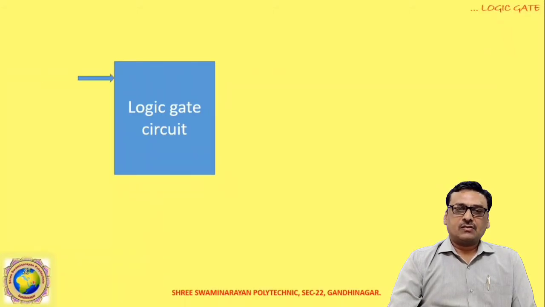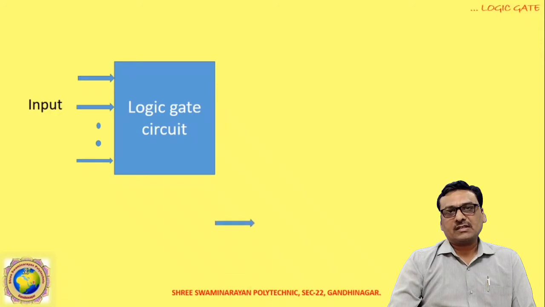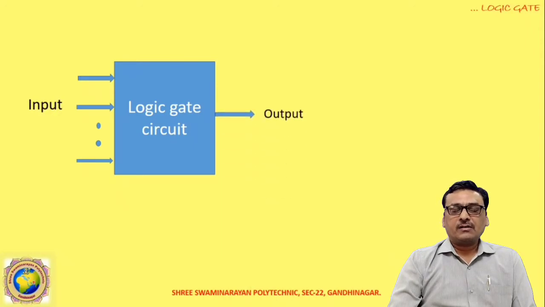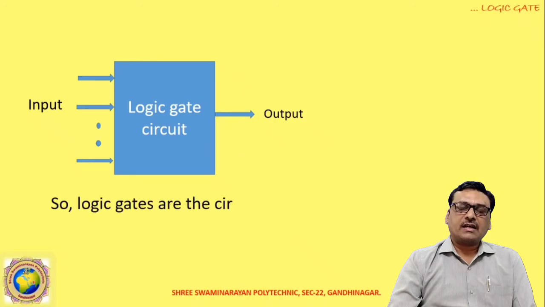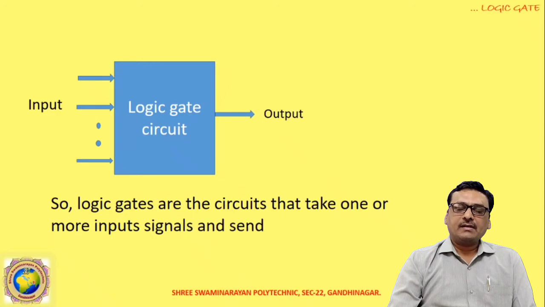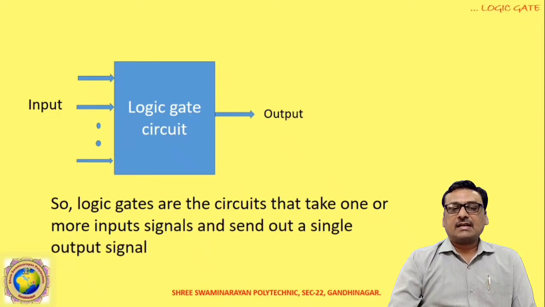So here I show the various inputs and output is only 1. So this is the basic fundamentals of logic gate circuit. Here, if 1 or more than 1 is the input, the output is always 1. So we will check the output, either 0 or 1, and what will happen. Logic gates are circuits that take one or more input signals and send out a signal. Output is 1.